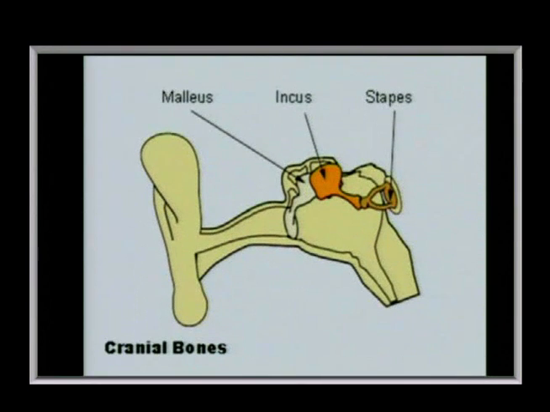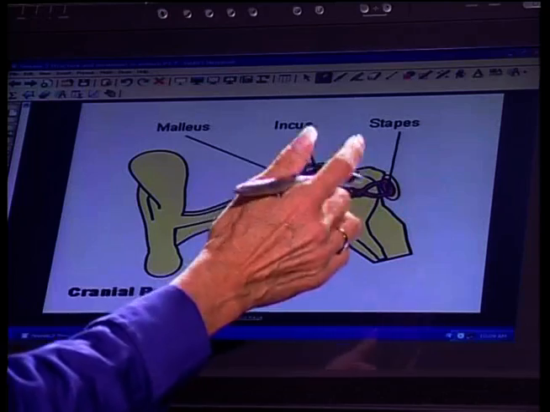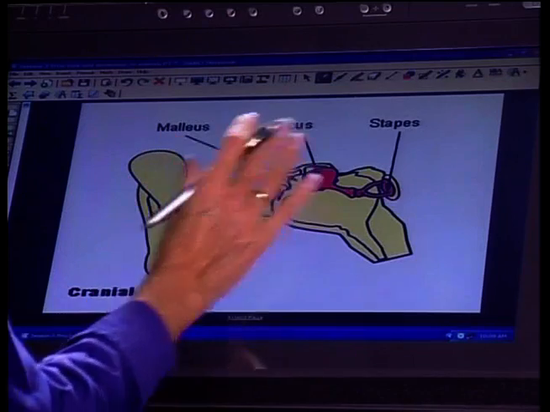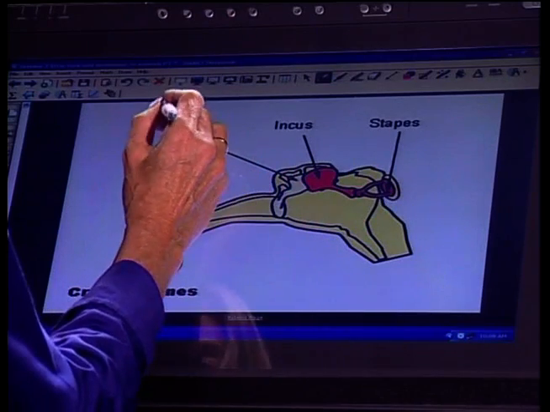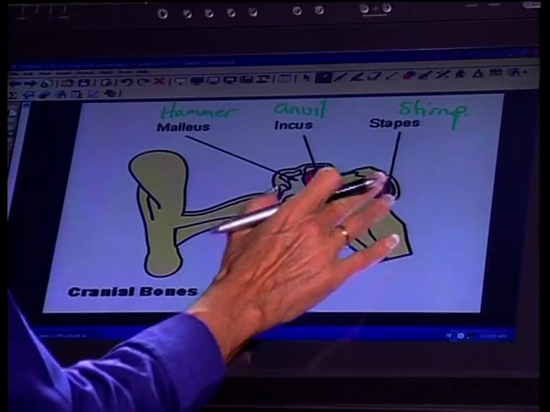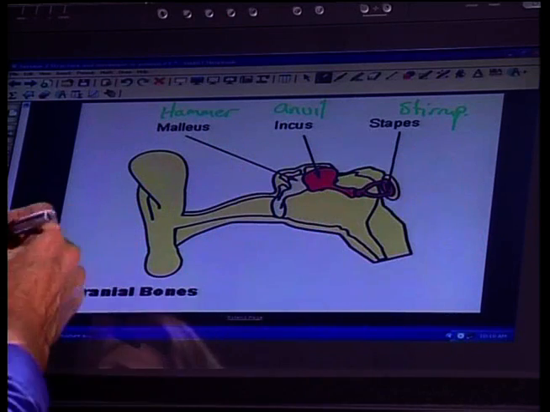So here, this is the cranial bone. This is almost a hollowed out piece that is inside the skull. Then we have the malleus, the incus, and the stapes, which are the proper Latin names, but they are also called the hammer, the anvil, and the stirrup. This looks like a stirrup, and the fact that it looks like a stirrup is the reason it's called a stirrup. So hammer, anvil, and stirrup.